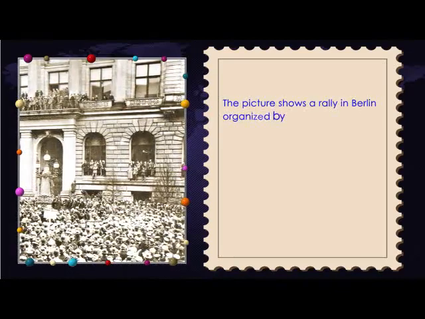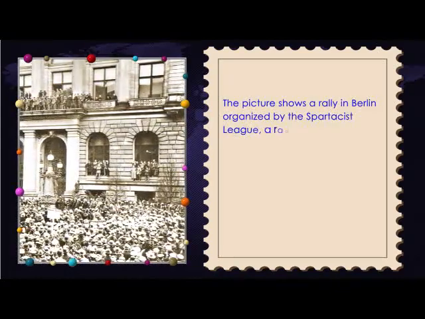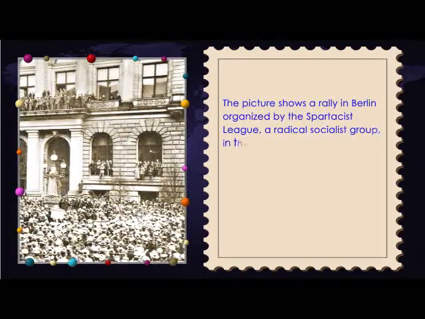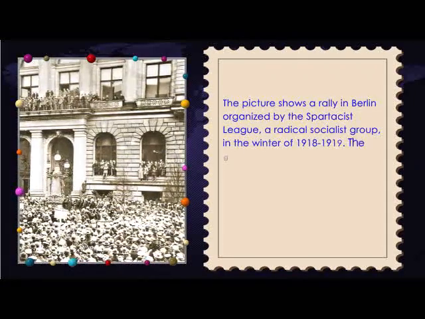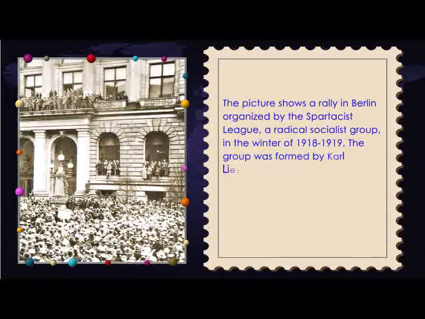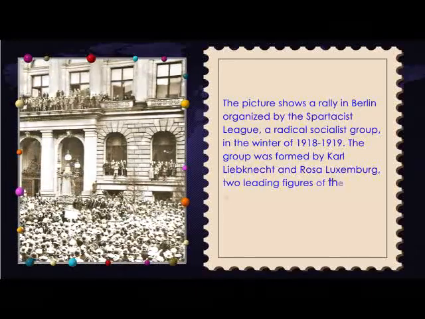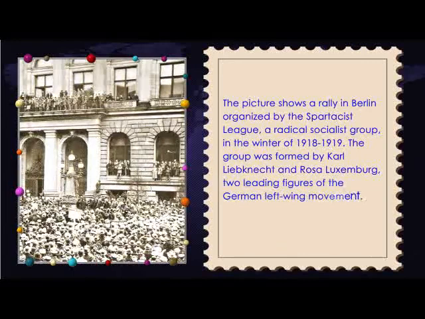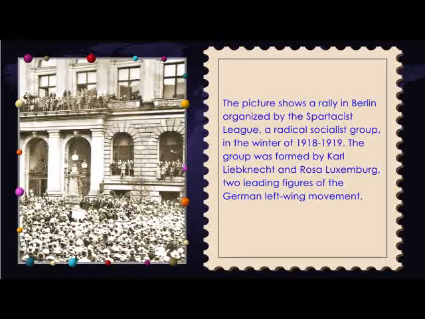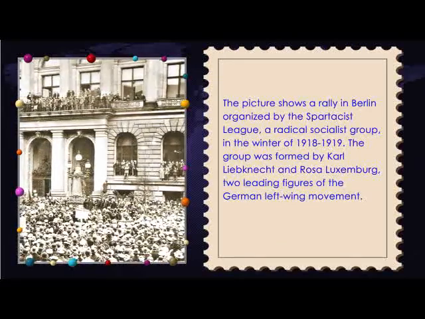The picture shows a rally in Berlin organized by the Spartacist League, a radical socialist group, in the winter of 1918-1919. The group was formed by Karl Liebknecht and Rosa Luxemburg, two leading figures of the German left-wing movement.